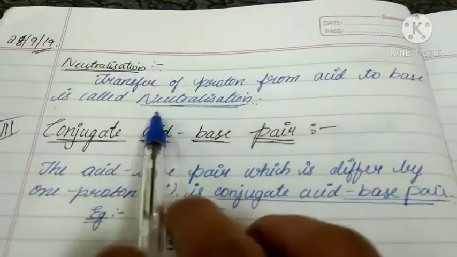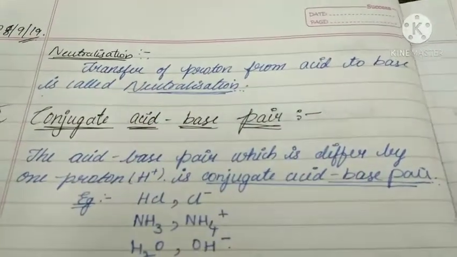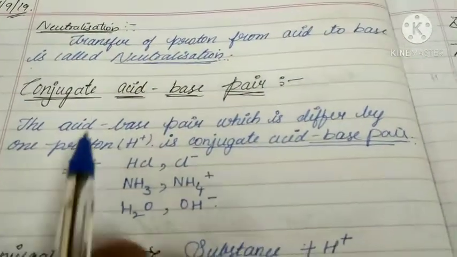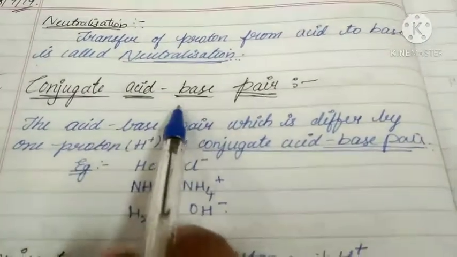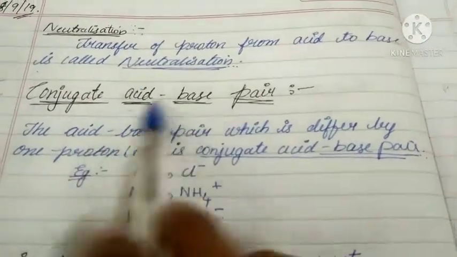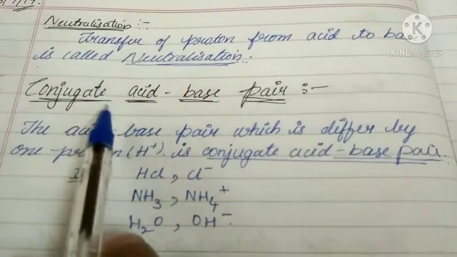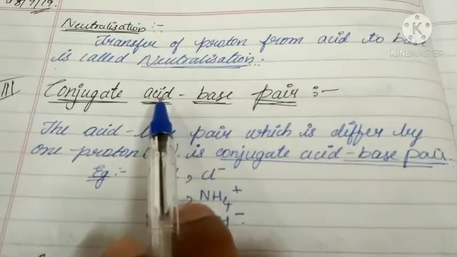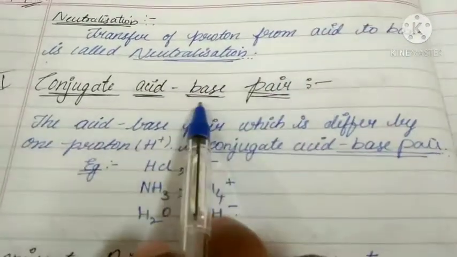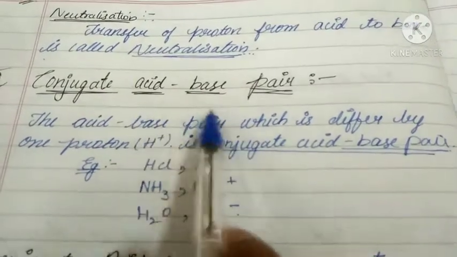Neutralization. I told you already what is neutralization. Transfer of proton from acid to base is called neutralization according to Arrhenius acid-base theory. Next theory, that is what? Conjugate acid-base pair. This can be explained based on Bronsted-Lowry theory. See, first we have to know what is a conjugate acid-base pair. Later we can discuss what is conjugate acid and what is conjugate base.